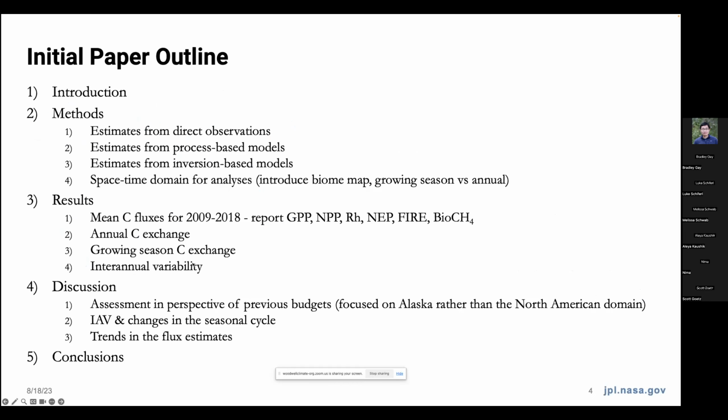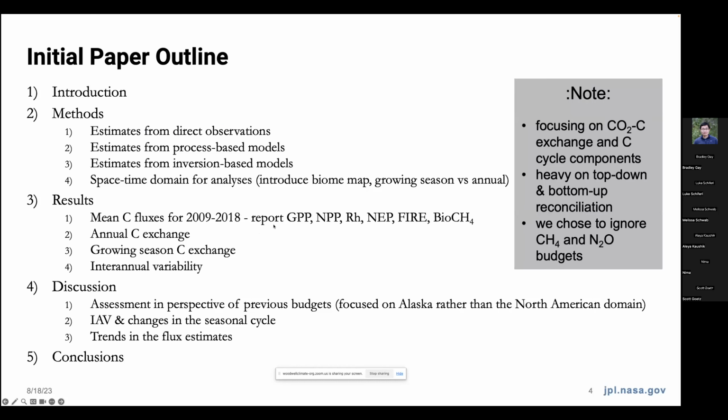The paper outline that John and I had crafted and that we started filling out is a pretty standard outline for all of you. I think on this call, you have worked on different sets of reconciliation papers, top down, bottom up estimates, or carbon budgeting activities. So we were going to cover all the different methods and then primarily focus on a bunch of assessments looking at the mean carbon fluxes for specific flux components, looking at the growing season and annual exchange, IAV, etc.